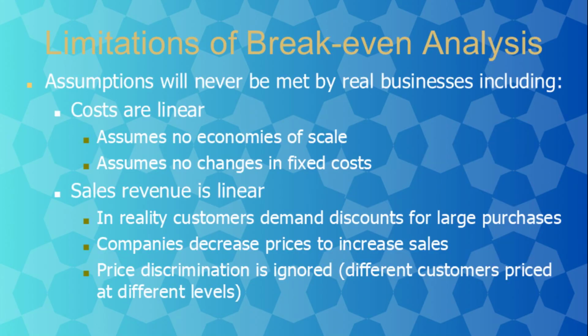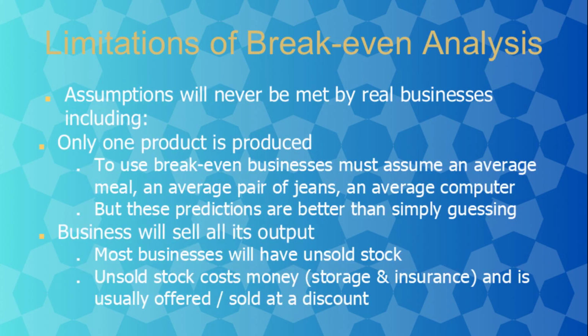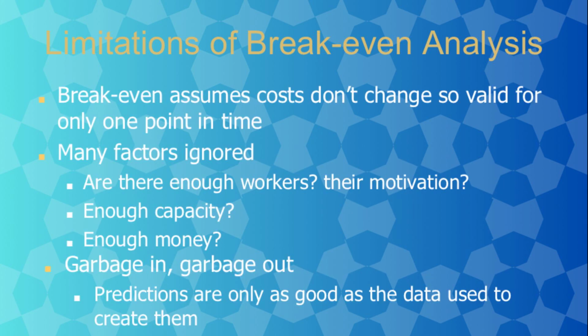Break-even analysis relies on certain assumptions that may not hold true in real business scenarios. For instance, it assumes linear costs and sales revenue, ignoring factors like economies of scale, customer discounts, and price discrimination. Another limitation is the assumption that only one product is produced and all output is sold. In reality, businesses often have unsold stock, which incurs additional costs and may be sold at a discount. Break-even analysis assumes costs remain static, which is only valid for a single point in time. It also overlooks various factors such as worker availability, capacity, and financial resources. The accuracy of predictions depends on the quality of the data used.